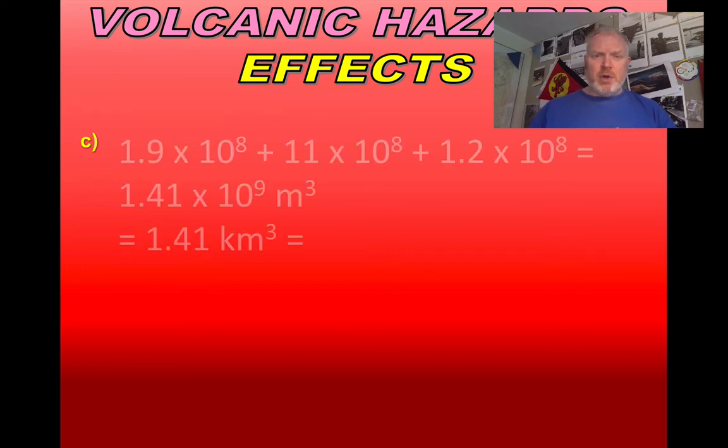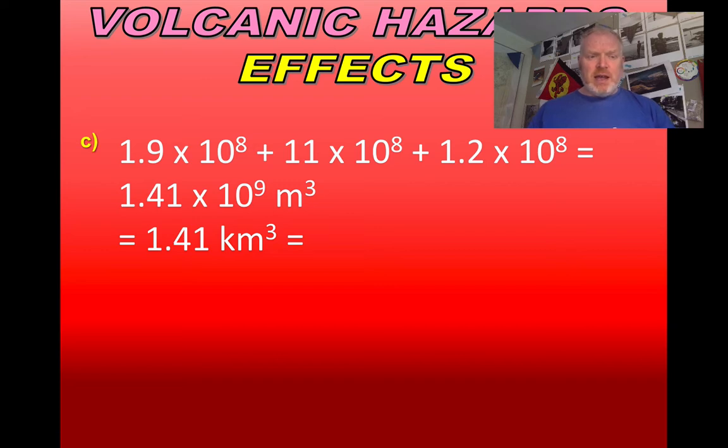Okay, I also asked you to work out the VEI for Mount St Helens. To do that, we need to add together the material that was erupted from the three different sources. What I've done here is I've taken the value that was 1.1 times 10 to the 9 and turned that into the same power as the others. So that becomes 11 times 10 to the 8. That means I can just add together all of the first numbers, which gives me 14.1 times 10 to the 8, or a better way to put that is 1.41 times 10 to the 9 cubic meters.